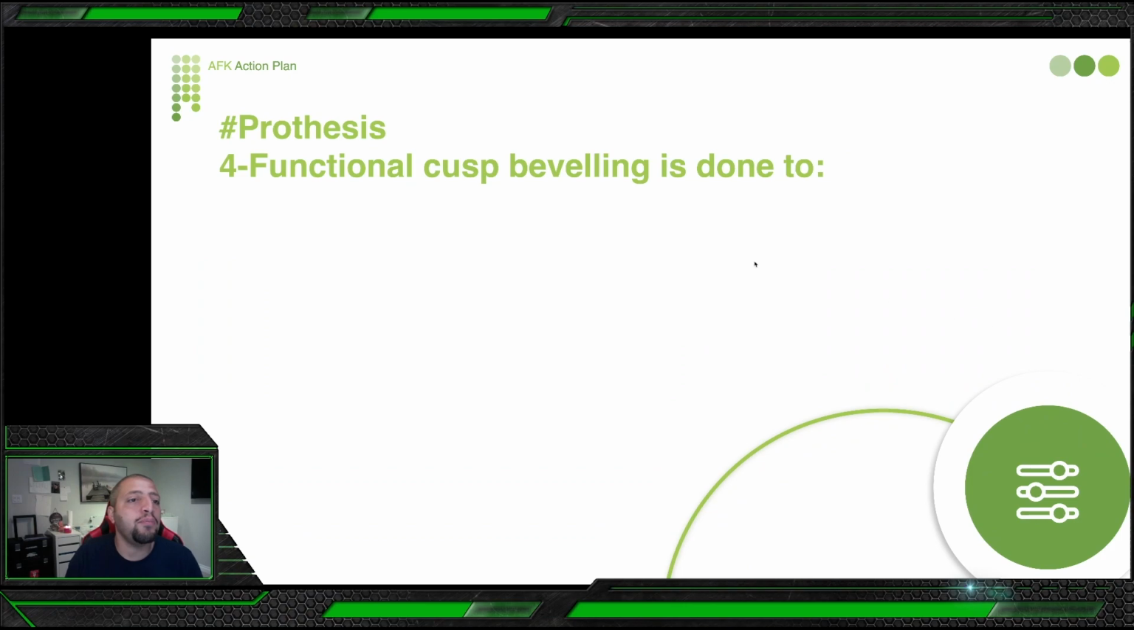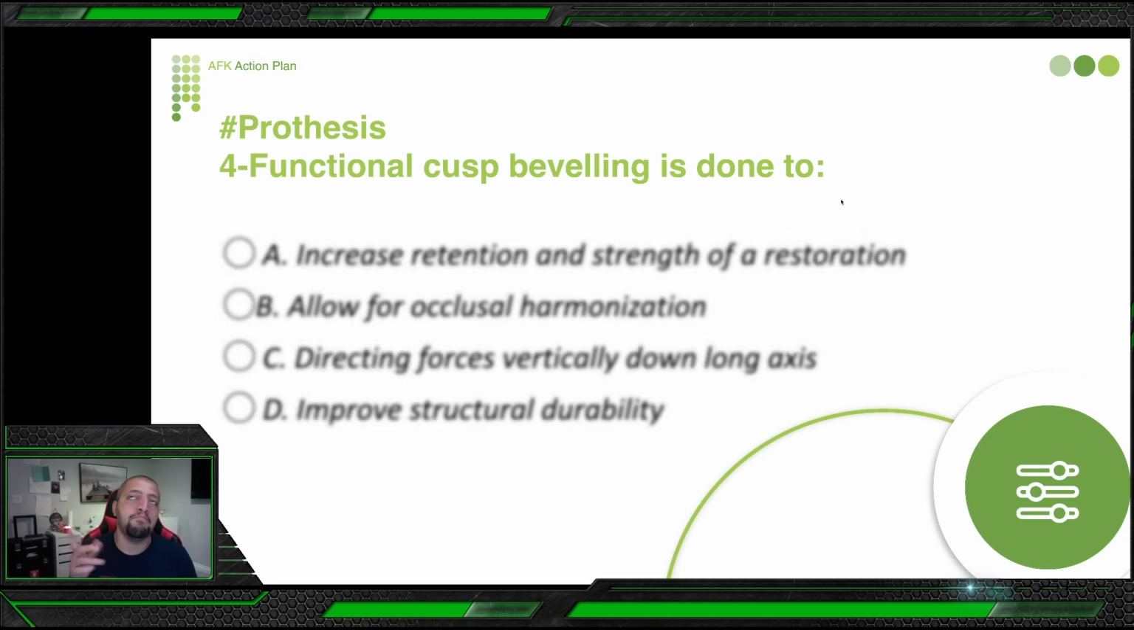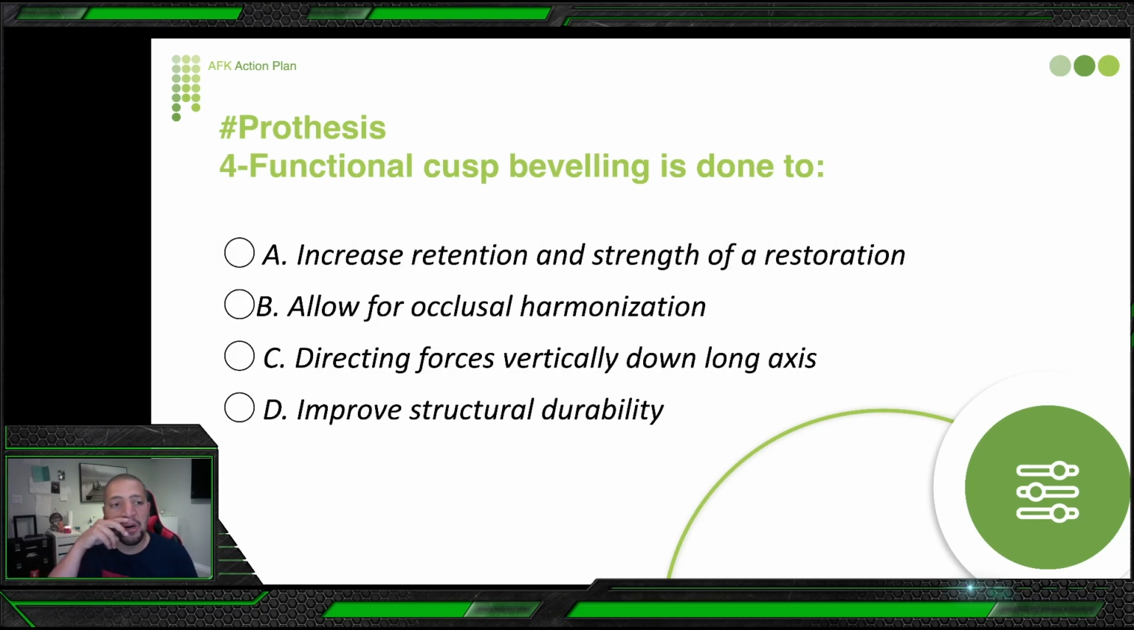And then a question from prosthesis. Functional cusp beveling is done to do what? This means that when we are going to design our preparation, we speak about functional cusp beveling. So what is functional cusp beveling, and why are we doing it? The options: it leads to increased retention and strength of restoration, allows for occlusion harmonization, directs force vertically down the long axis, improves structural durability. So let's exclude some.